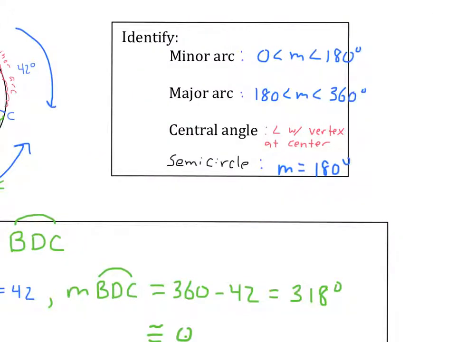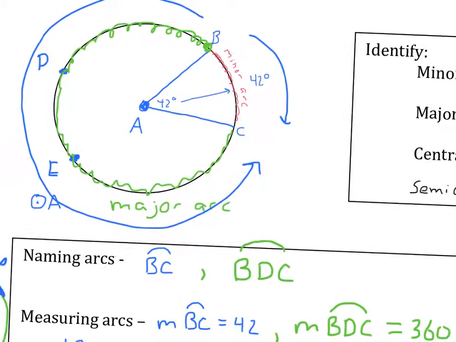A semicircle has a measure of 180 degrees. So an example over here in my diagram, if I were to extend, notice that I need to have a diameter. Having a diameter now gives me a semicircle in actually two directions. And depending on how I name it, depends on the arc that I'm talking about.